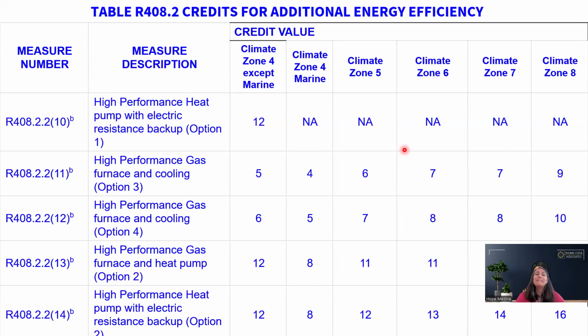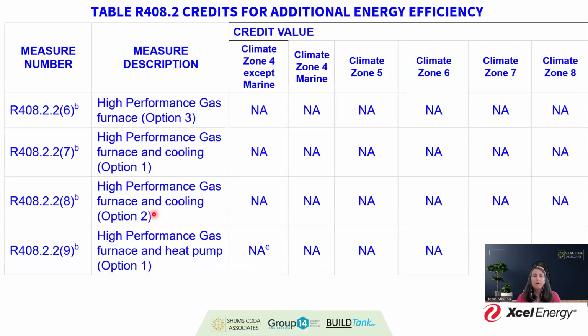Now we're going into a different section that's talking about high performance gas furnace and cooling options. You always have to look at the measures number over here. That's going to tell you what section, because if we look at R408.2.2 parentheses 11, it says high performance gas furnace and cooling options. But if we come back here, it says high performance gas furnace and cooling option, and they're different sections. So they have different criteria for it.